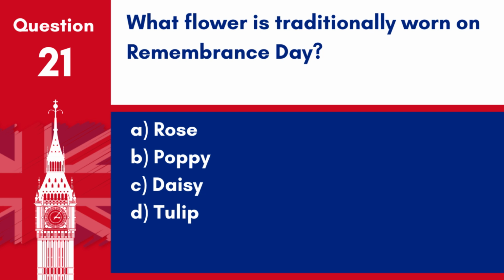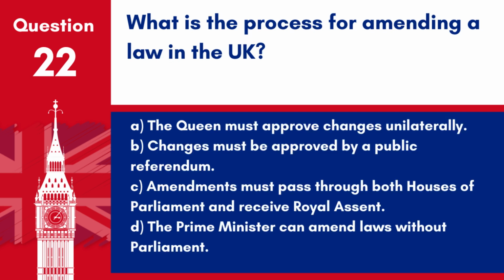Question 21. What flower is traditionally worn on Remembrance Day? A. Rose. B. Poppy. C. Daisy. D. Tulip. Answer. B. Poppy. The poppy is traditionally worn on Remembrance Day in the UK to commemorate military personnel who have died in war.